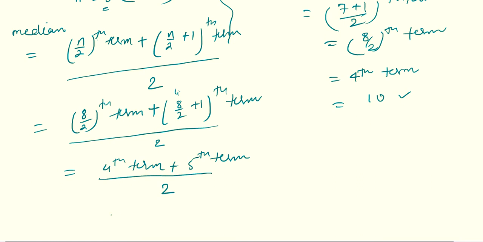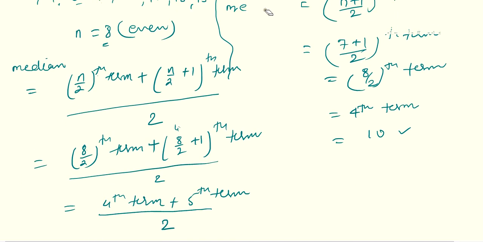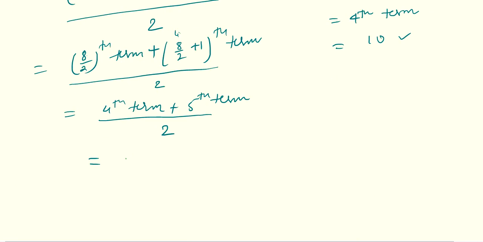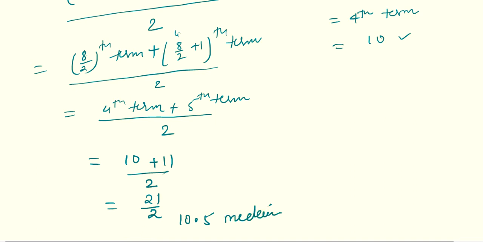Divide by 2. Now from the observations, simply we have to find which is our fourth and fifth term. As you can see, 1 2 3 4 5, this is our fourth term and this one is our fifth term, 10 and 11. So we will write 10 plus 11 divided by 2. So 10 plus 11 is 21, divided by 2. So 10.5 is your required median for this question. So like this we have to find median. Okay.